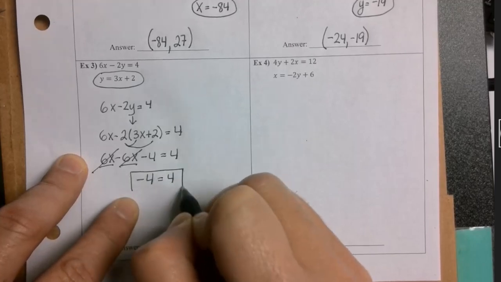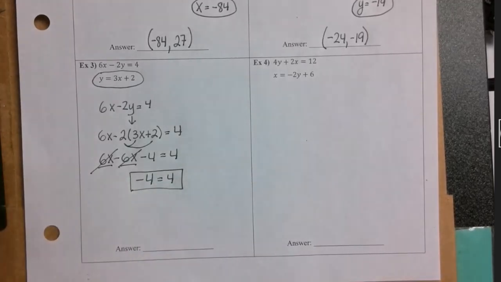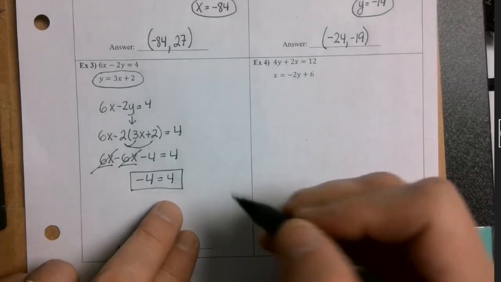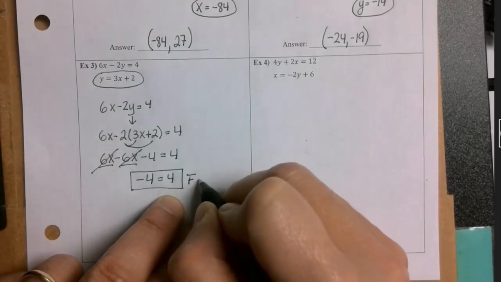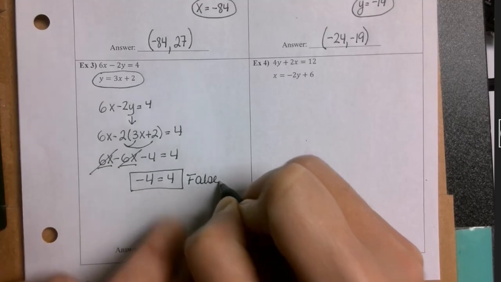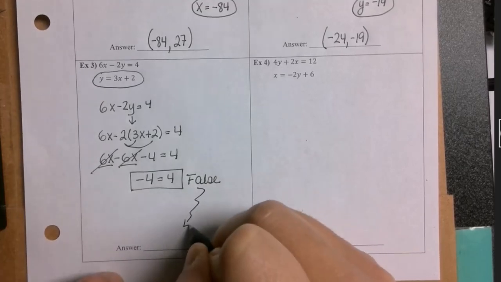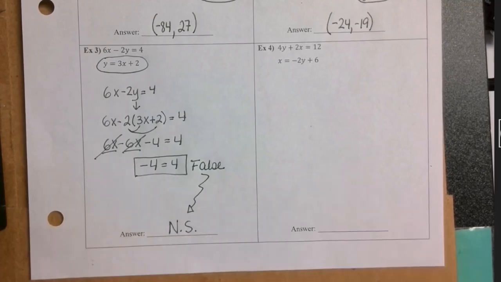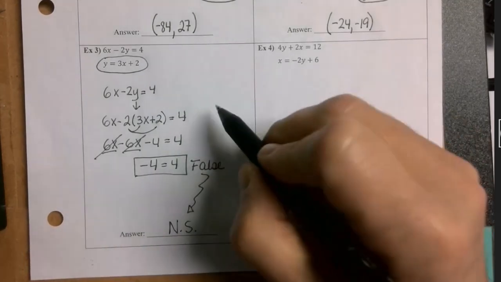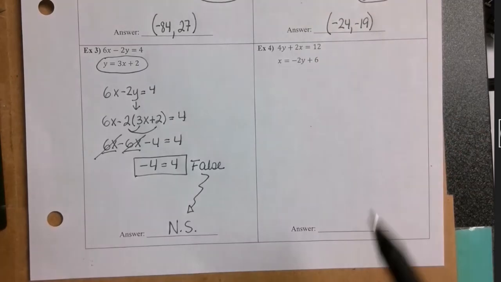If you notice, the x disappeared. In other words, I cannot solve for x, and I'm left with this statement. The question is: is this a true statement or a false statement? Negative 4 is not equal to positive 4, so this is a false statement. Whenever you get a false statement, you write no solution. What that means is that if you were to graph this, you would have two parallel lines where the lines never touch each other.